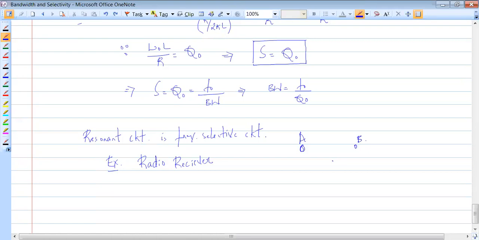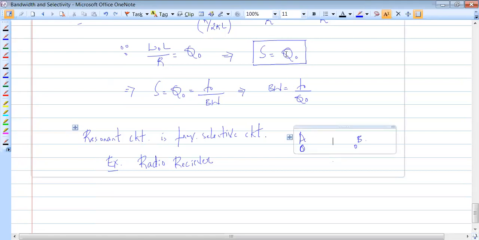If the quality is not good, the quality factor is a small number. And since the quality factor is a small number, the selectivity is not good. See, they both are equal now. If we are not able to select one particular station, the quality of the receiver is not good. In other words, the selectivity is not good because there is interference. Interference is the term.